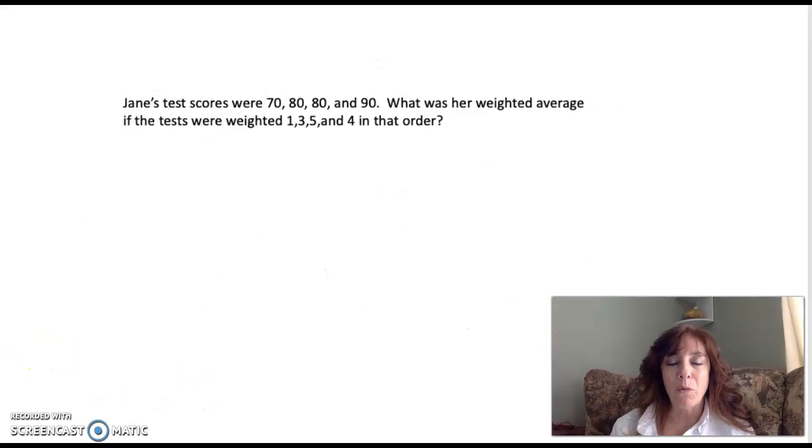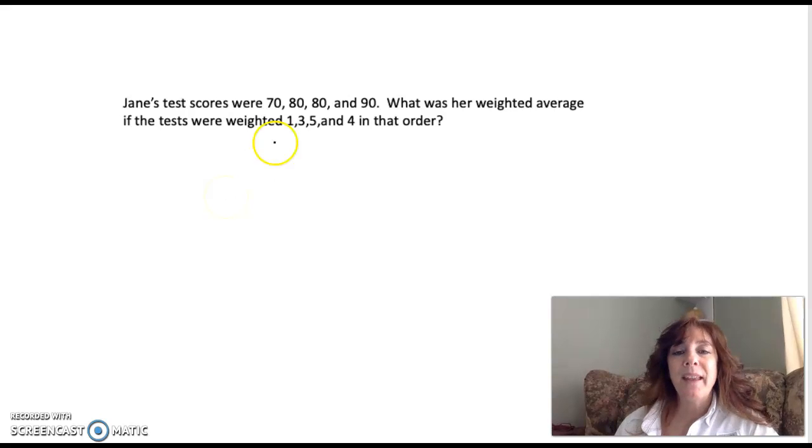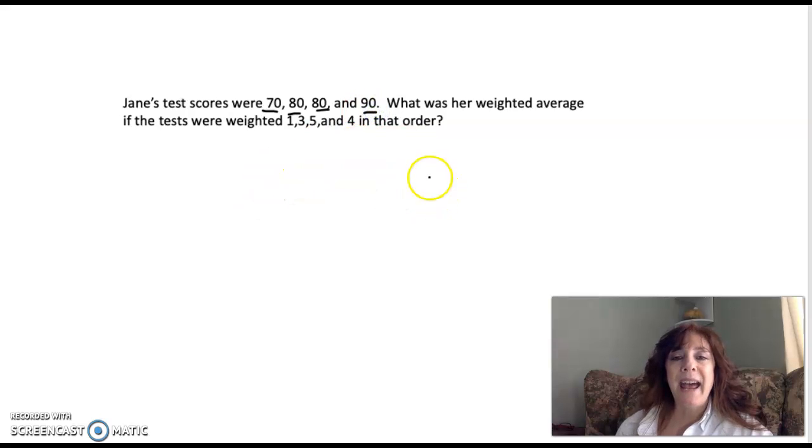Let's go to a normal weighted question. So in this one, we have Jane's test scores. This is more like school. She made 4 test scores. She made a 70, an 80, then she made another 80, and then a 90. But those tests had different weights.